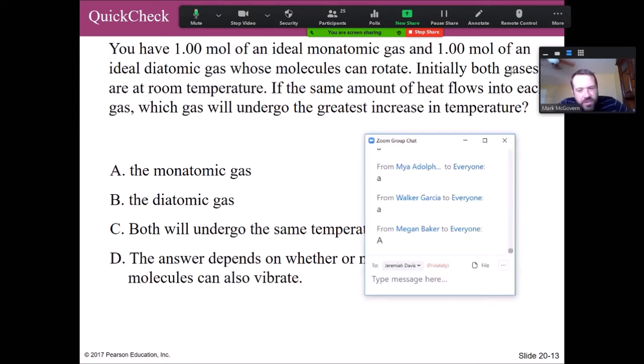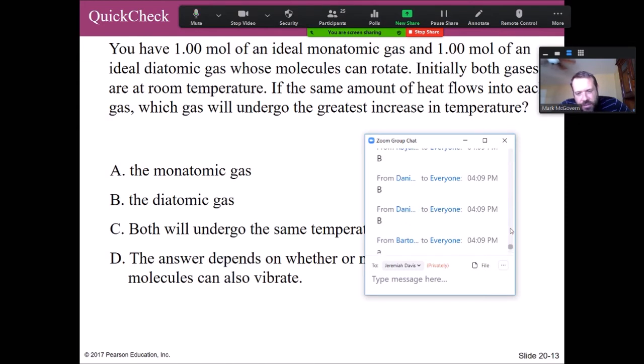A lot of A's. I'm liking it. I'm liking the A's. What time is it? Some of you got B's.